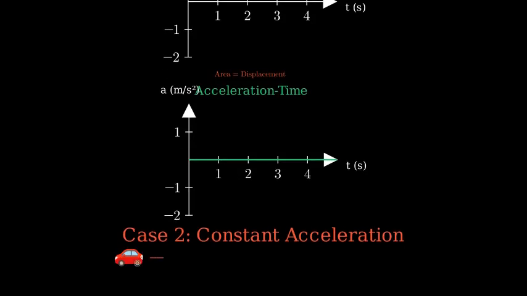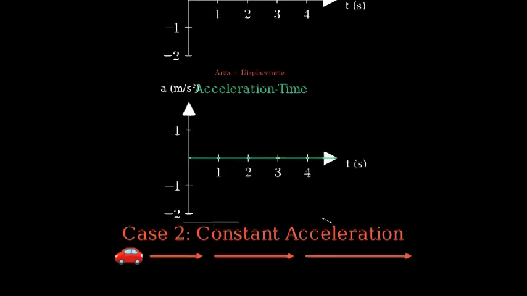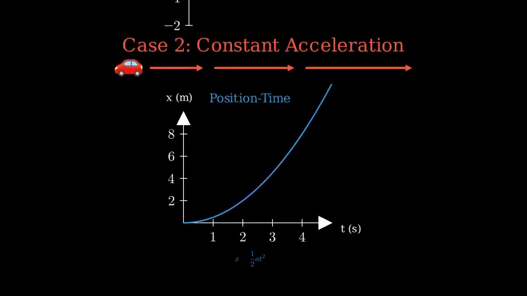This is the case of an object speeding up or slowing down at a constant rate, like a car accelerating from rest or a falling object under the influence of gravity. Let's examine the graphs for constant acceleration, assuming the object starts from rest. In the position-time graph, constant acceleration appears as a parabola. This is because position increases quadratically with time when acceleration is constant.